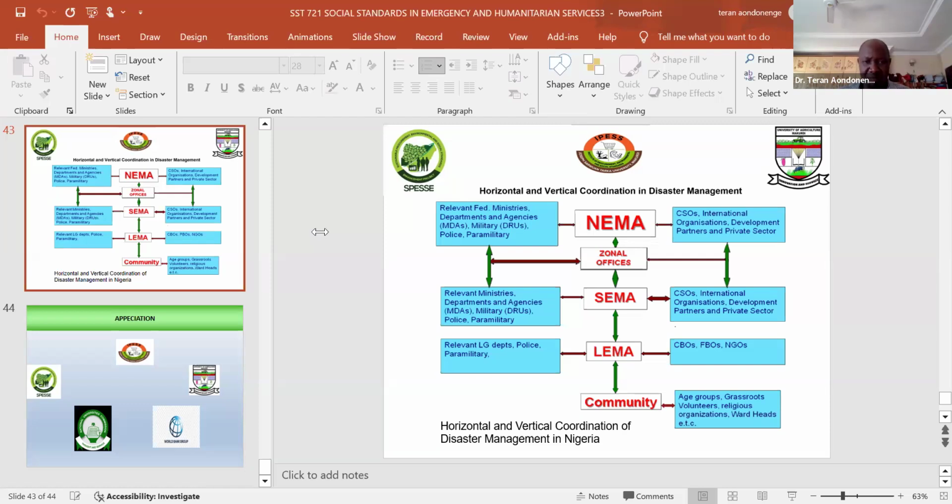disaster response unit, down to the police, the military, the relevant local government departments, and the paramilitary. They have what we call the civil society organizations, the internationals, and all of that. The CBOs, the NGOs, age groups, the grassroots, the volunteers, religious organizations, down to what in the organogram we call the vertical structure.